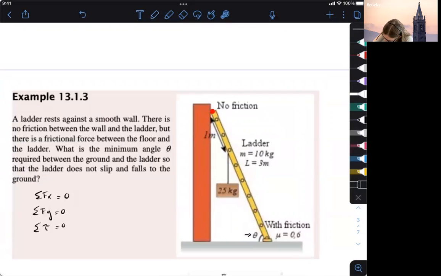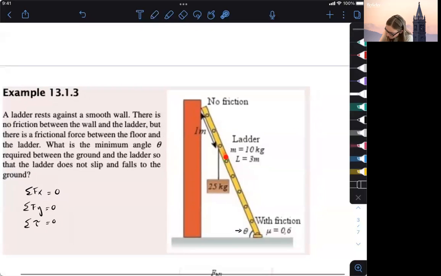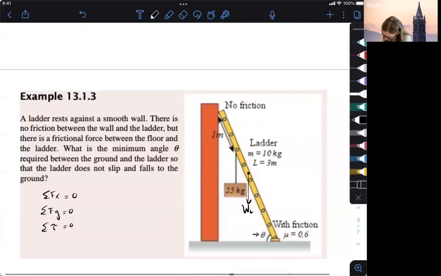I have a contact point here. I have a contact point here. I have this weight hanging off the ladder. So I would have a force coming down here. But then the ladder itself also has mass. So there would also be another force with the weight of the ladder that would be acting at the center of mass for the ladder. So I'd have one more force coming down for the weight of the ladder. Okay. So let's think about what kind of pivot points I would have.